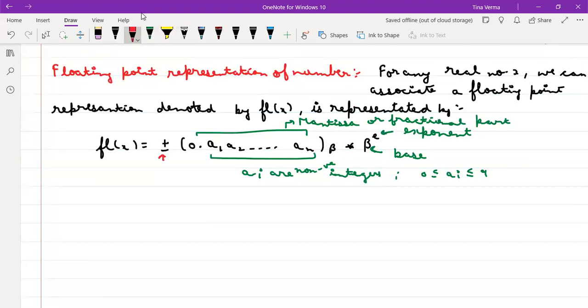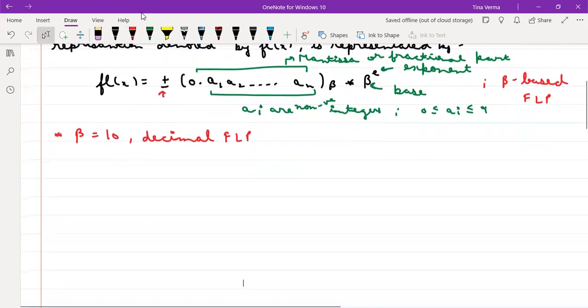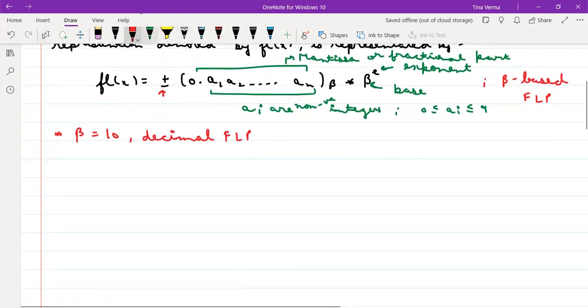One thing, in this course we will take beta as 10, that is we will take the decimal representation. When we represent the number in the form with base beta, this is called beta-based floating point representation. And if I am taking beta equal to 10, this will be known as decimal floating point representation, right?